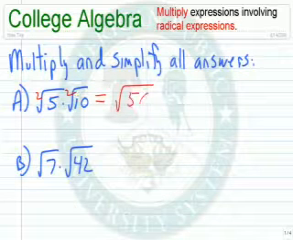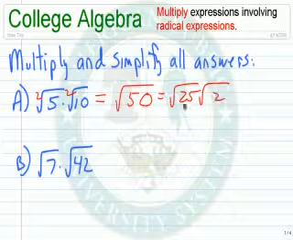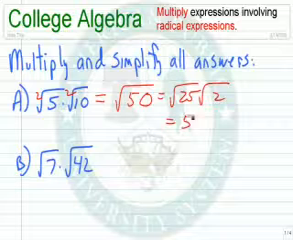We get the square root of 50, but 50 can be broken down into the square root of 25 times the square root of 2. The square root of 25 is 5, so our final answer would be 5 times the square root of 2.